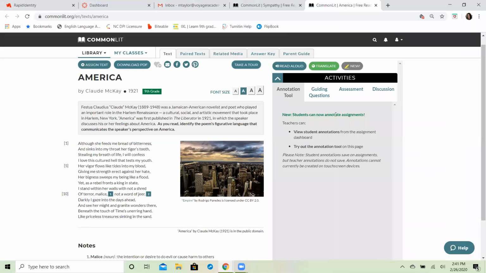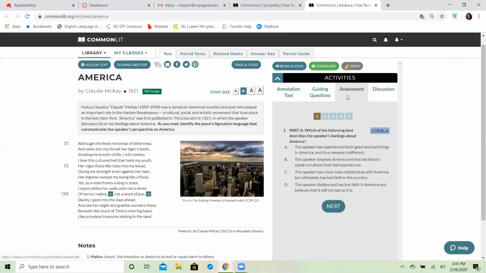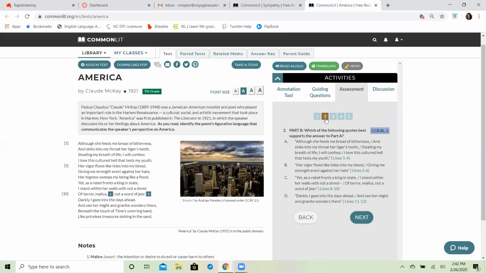So now going into the multiple choice assessment questions. Question 1, which of the following best describes the speaker's feelings about America? Again, this is a main idea question. What is the main idea the author is trying to convey? Question 2, which of the following best supports that answer? Based on the main idea that the students feel they can summarize in their own words, which lines of poetry best match that interpretation or lead to that interpretation?